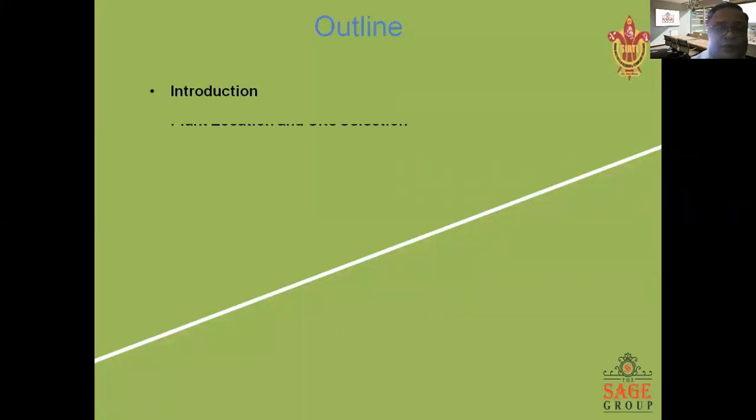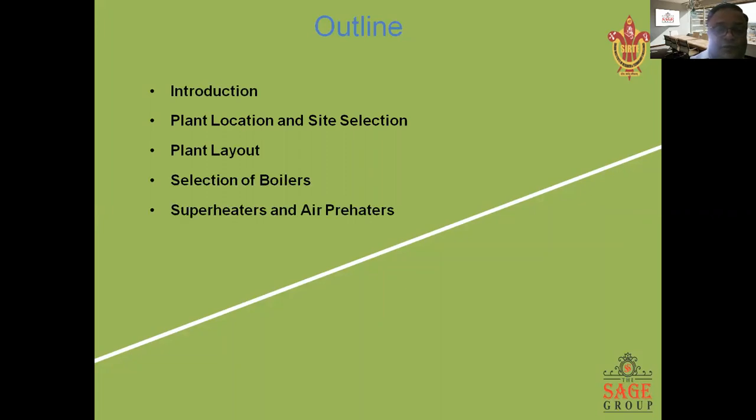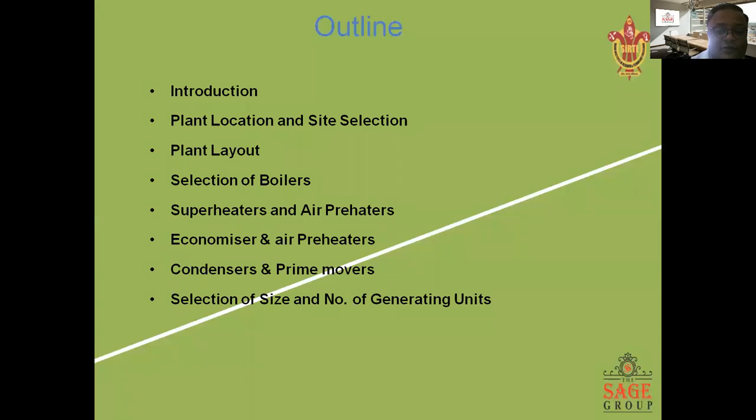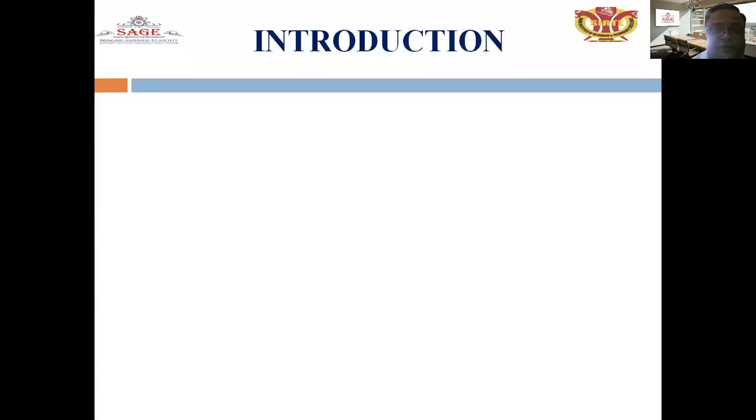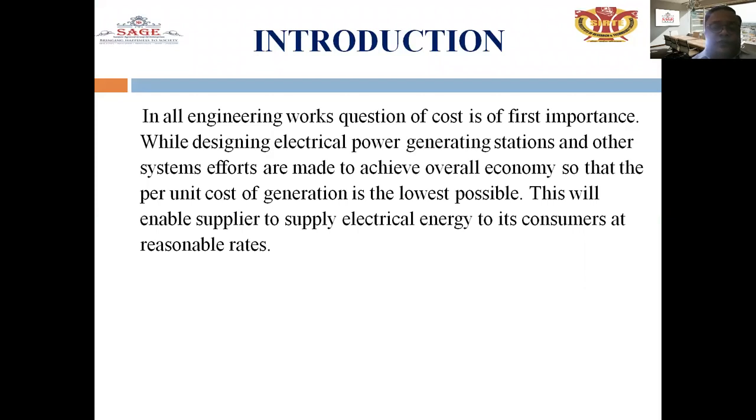Outline: introduction, plant location and site selection, plant layout, selection of boilers, superheaters and air preheaters, economizer and air preheaters, condenser and prime movers, selection of size and the number of generating units, factors affecting the size and the number of units in a generating station, advantages and disadvantages of large size units. This is the first slide of today's lecture.